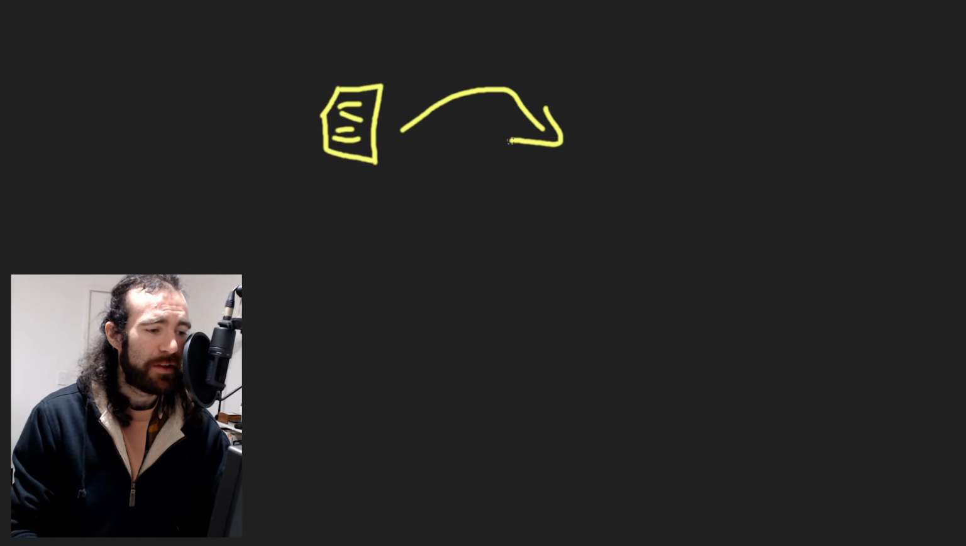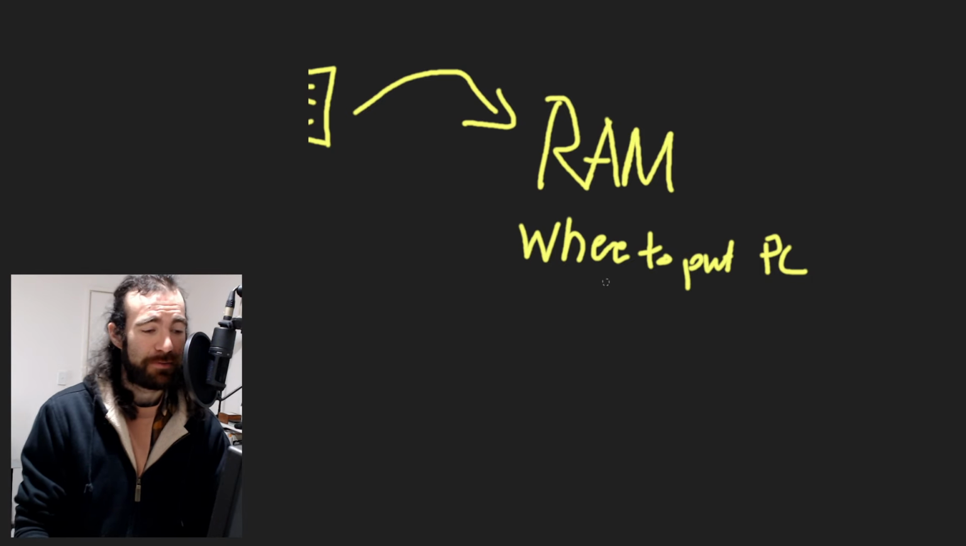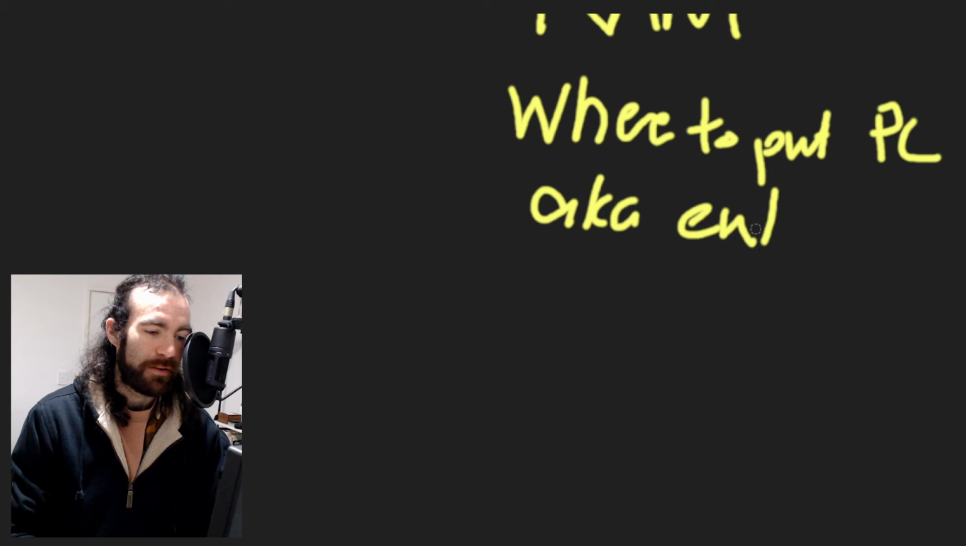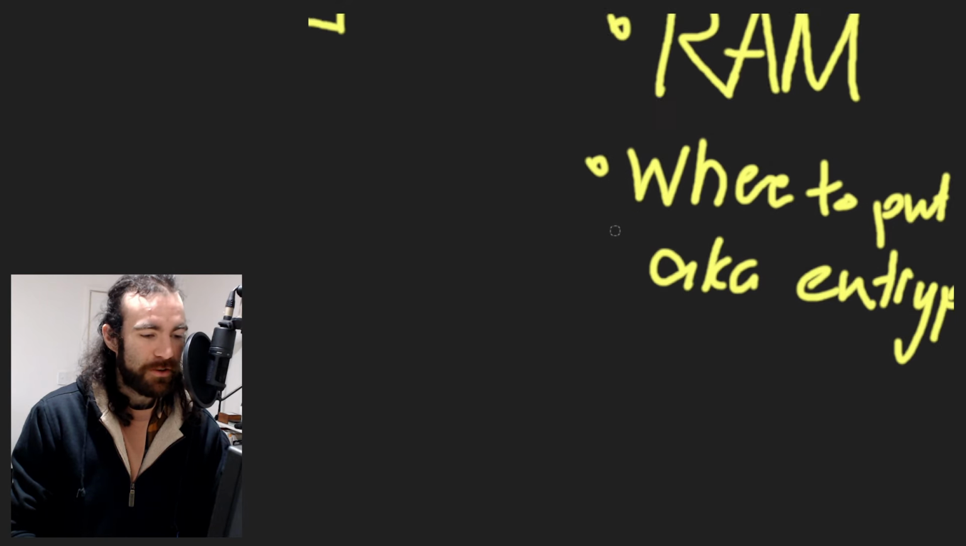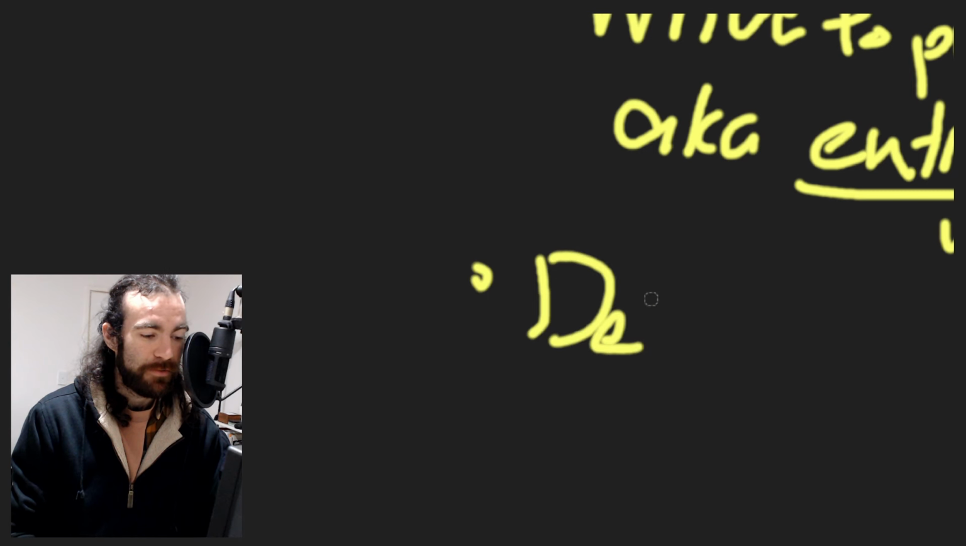This data has to go into RAM, and it has to tell us where to put the program counter or the instruction pointer. Where do we start executing this program? AKA the entry point. So it has to say where in RAM it's going to go. It has to say where this starts executing. We also might want some debug info, but this is less important.